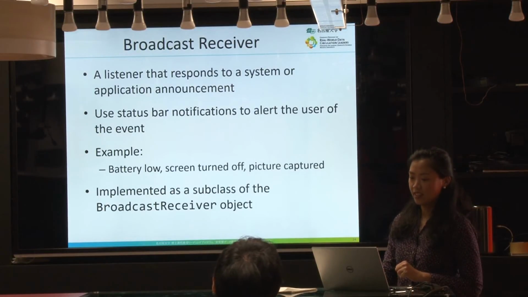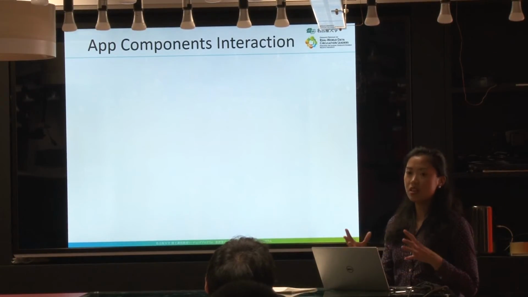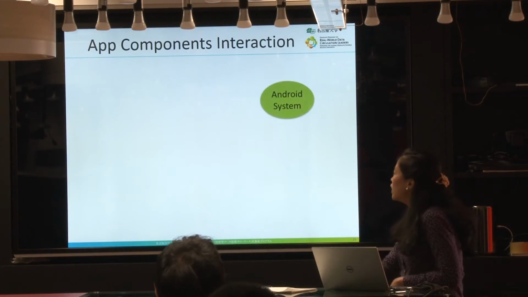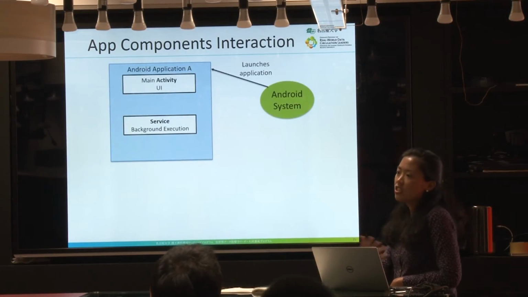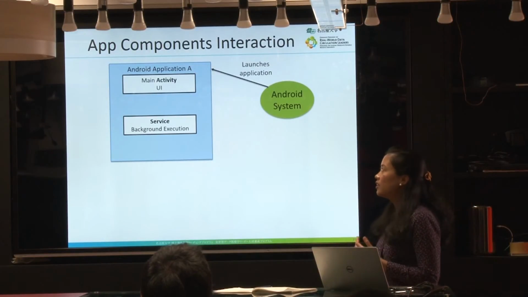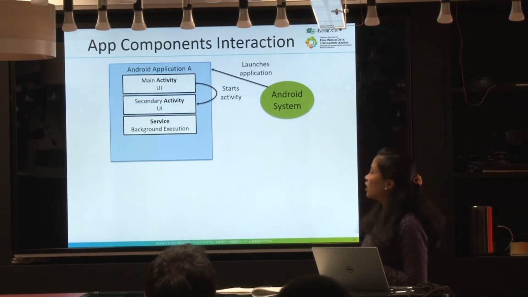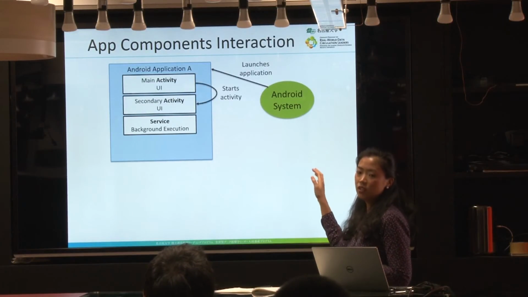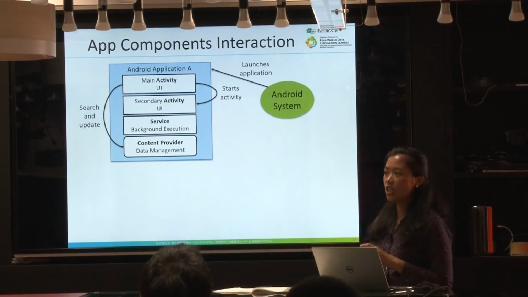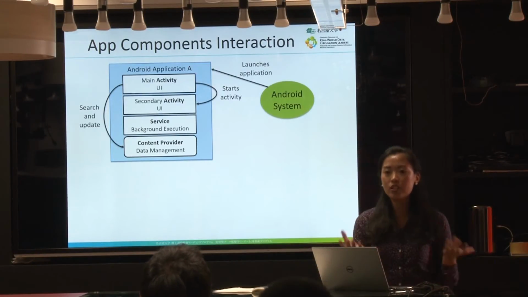Okay. So with these components, let's see more on how these components may interact with each other. For example, if you have an Android system and then you launch a certain application, let's say Android application A with a main activity and a service. From the main activity, you could start another activity, a secondary activity, or it could search and update, let's say, your contacts data using a content provider. So that's your application A.